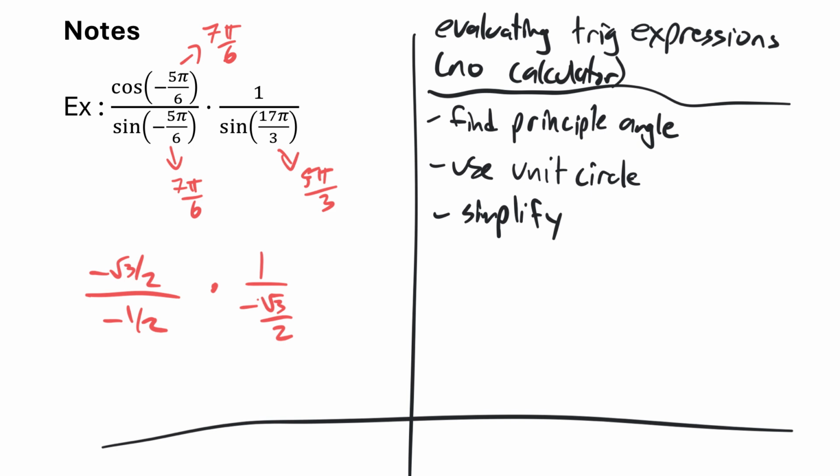So we take this first one and we write it as negative root 3 over 2 times 2 over negative 1. And here we flip and multiply. We don't need to worry about the 1 there, so this just becomes 2 over negative root 3. So this cancels with this cancels with this. And so that's going to leave us with 2 over negative 1, which is just negative 2. So that whole complex expression just evaluates to negative 2.